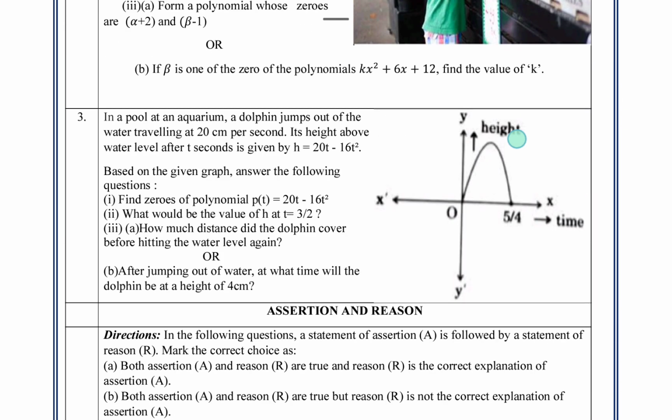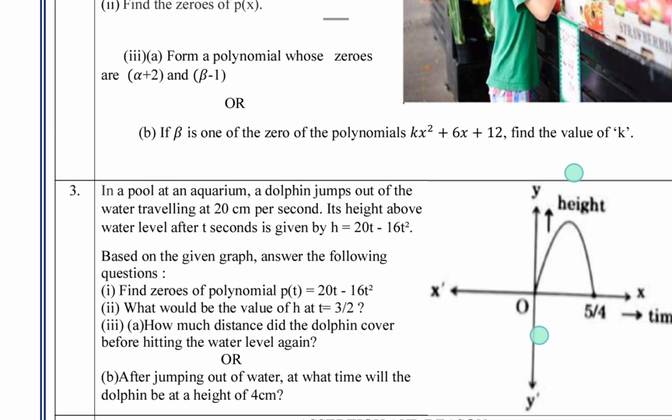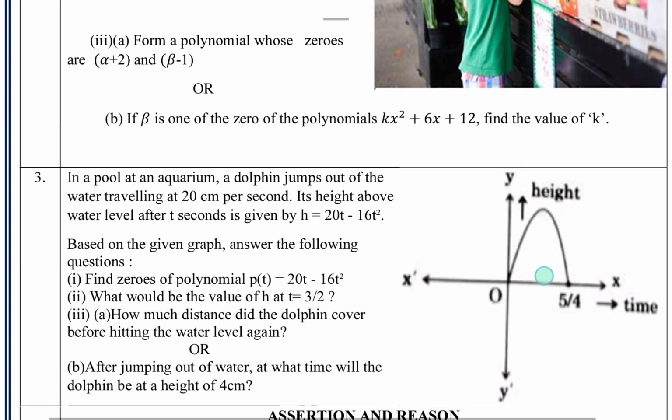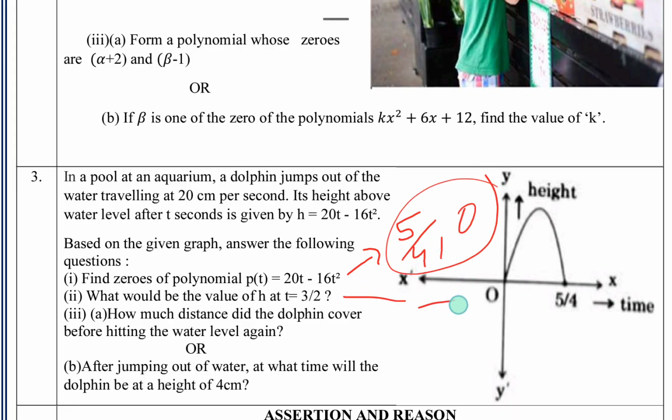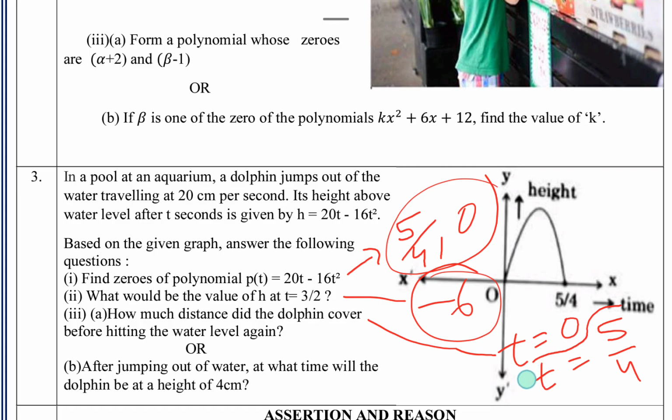In the third question, the graph is given, and you can find the zeros of that one, t, and everything is given. The first answer is 5/4, 0, and the second one is minus 6. The third one is t equals 0 and t equals 5/4. And in our question, B is 1/4, 1. This is the answer. You will get to know here, children.